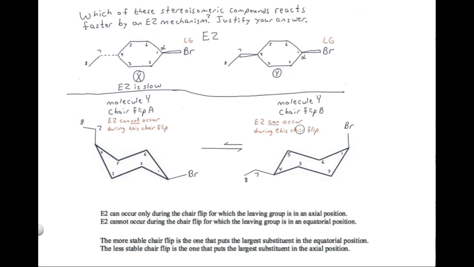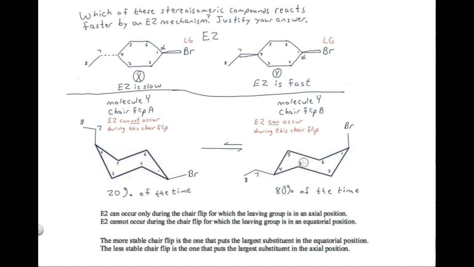Since E2 can occur during the more stable chair flip, E2 will be relatively fast for molecule Y, because the more stable chair flip is also the chair flip during which E2 can occur. Just to make up some illustrative numbers, suppose that molecule Y spends 80% of its time in this more stable chair flip and only 20% of its time in the less stable chair flip. So molecule Y continually flips back and forth between these two pictures, but it spends a lot more of its time in chair flip B than chair flip A.